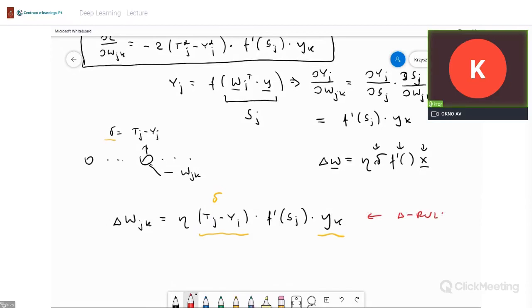This is just a delta rule because I know the error, I know the input, and I know the current activation, so I can compute this derivative. If this is a logistic function, it is just y_j times 1 minus y_j. This is a derivative of my activation function.